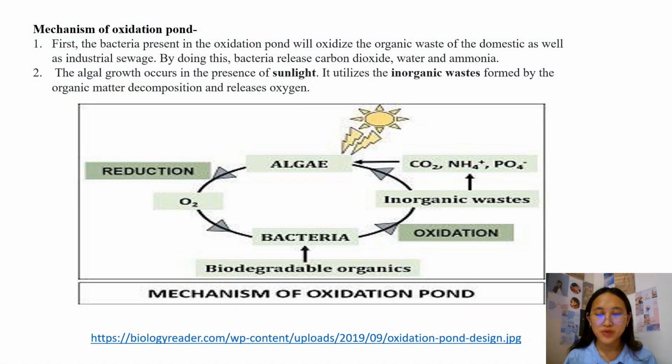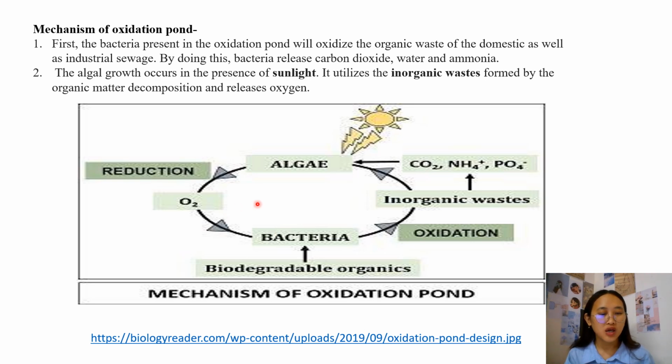So, the mechanism of the oxidation pond. First, the bacteria present in the oxidation pond will oxidize the organic waste of the domestic as well as industrial sewage. By doing this, bacteria will release carbon dioxide, water, and ammonia. So this algal growth occurs in the presence of sunlight, and it utilizes the inorganic waste formed by the organic matter decomposition by bacteria, and it will release oxygen. Again, this oxygen will be used by bacteria to degrade those organic compounds.